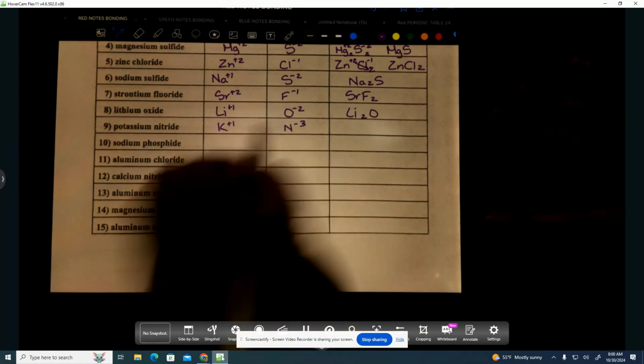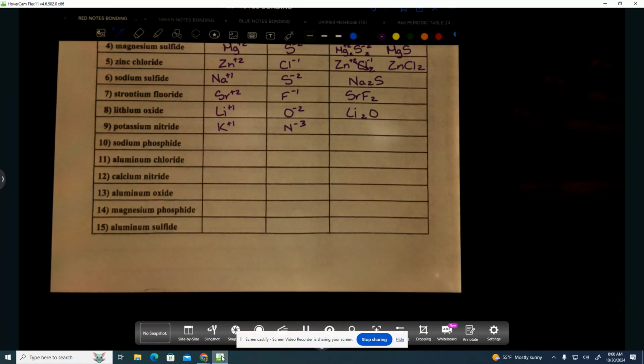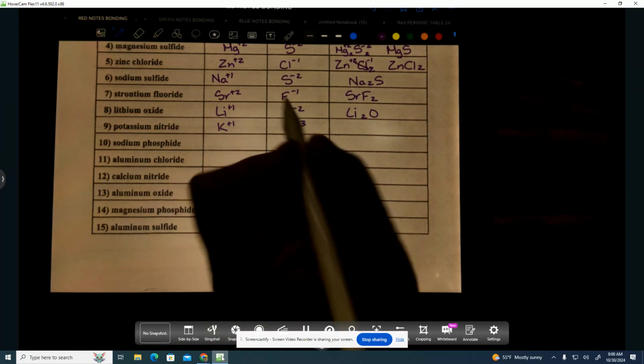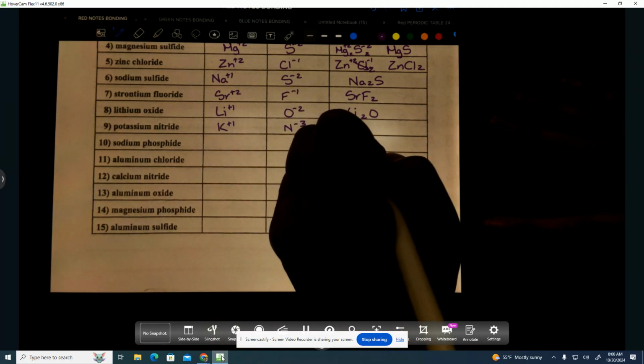Potassium is a +1. Nitrogen is a -3. I know nitrogen has a lot of choices. Use the top one. That's the most common. There are going to be rules for when to use the other ones. We haven't gotten there yet. So just use the top one. You're going to end up with K3N.